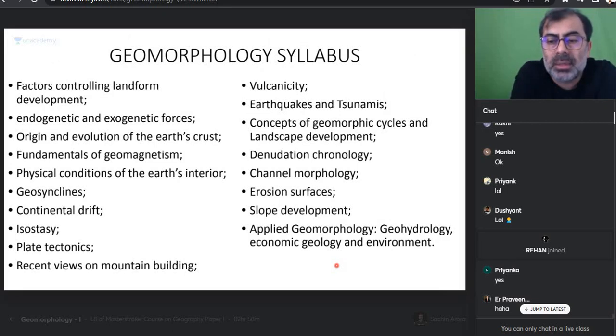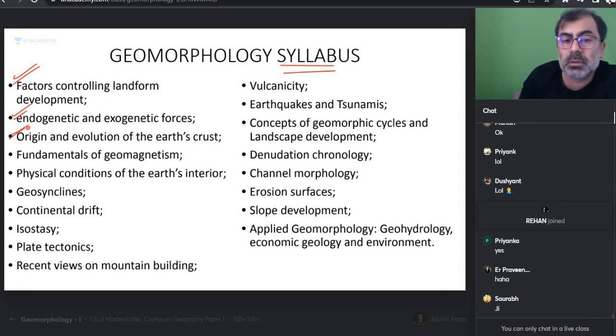Yes. So किस चीज से चलते हैं? We go by the syllabus. पहला क्या है? Factors controlling landform development होना चाहिए. आज की क्लास में होना चाहिए. Endogenetic, exogenetic forces. Yeah, makes sense. Basic है. Yes. Origin and evolution of Earth's crust. Elementary. Fundamentals of geomagnetism. Remember?